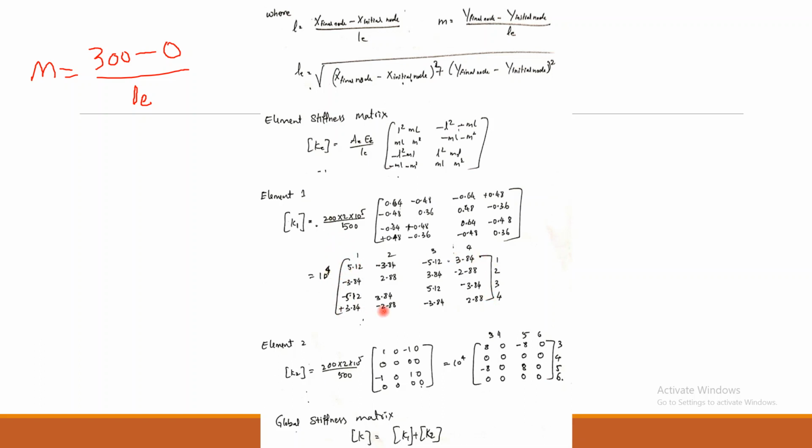Okay, so don't worry that it is having 4 cross 4 contents. So it is almost a symmetrical matrix that you should remember. And another one that can be easily remembered: only 3 terms are there, L square, ML, M square. So if you find out these 3, then it's enough. And other contents almost come with a negative sign. Okay, once it is done, then multiply the numbers from the AE by L into the stiffness matrix.